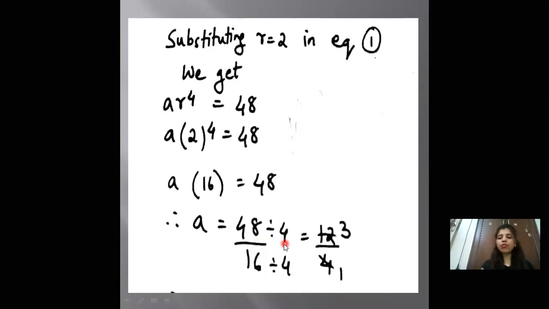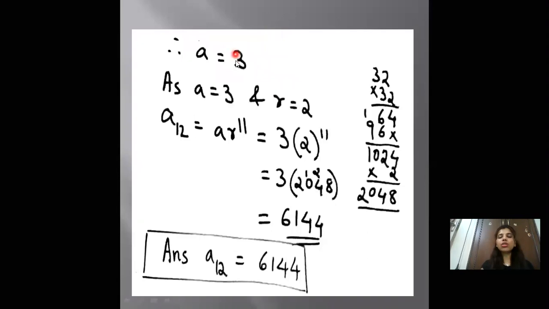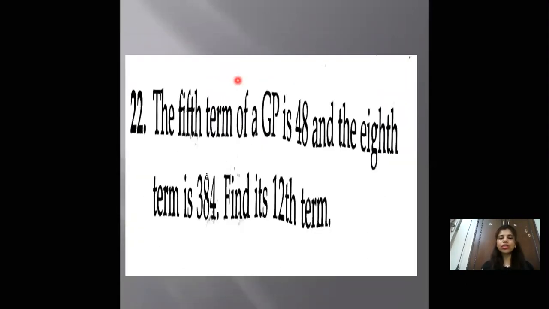So divide by 4 first. So you'll get 4 ones are 4, 4 twos are 8, 4 fours are 16, then 4 ones are 4, 4 threes are 12. So that's how you have got A is equal to 3. Now once you got the value of A, and you have got the value of R, now you'll be able to find the 12th term as it is told in the question.